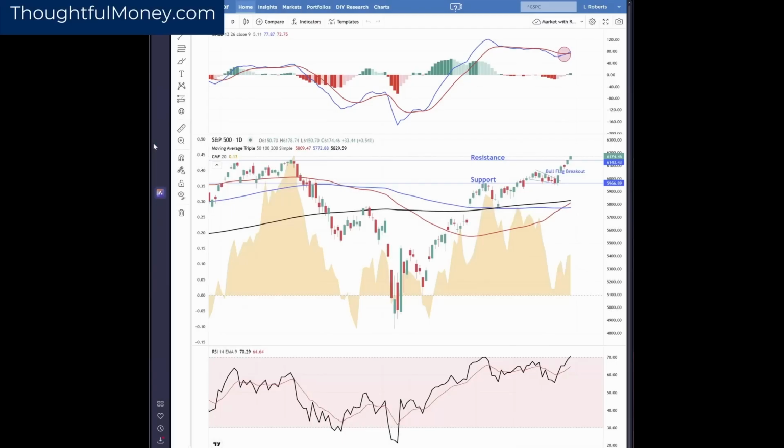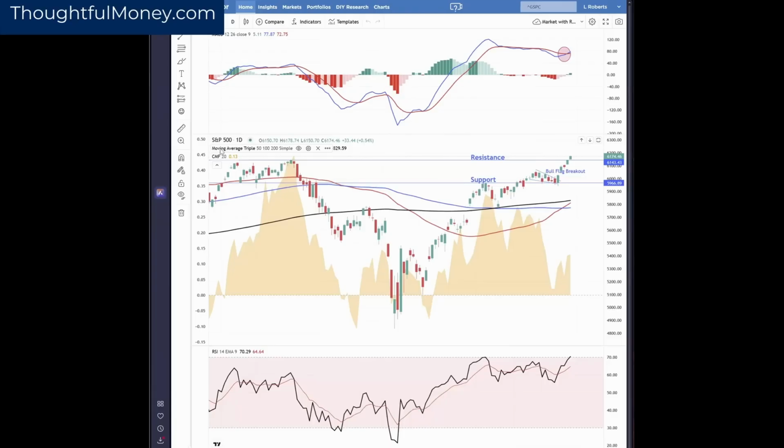You can see we broke above all-time highs, and are right now sitting above that resistance level. Money flows have turned positive as well, which is also important because money flows were declining.